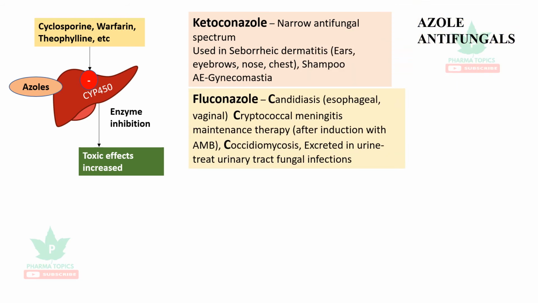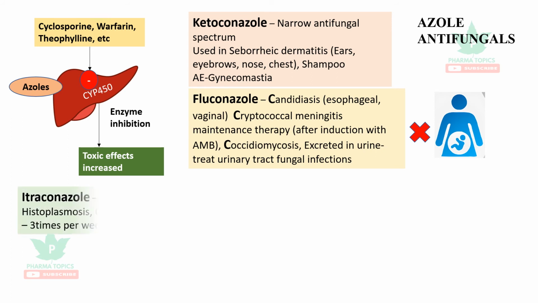The widely used azole antifungal is fluconazole. It has multiple uses. You just remember the uses as triple C. One is candidiasis. It is useful in esophageal and vaginal candidiasis. Cryptococcal meningitis, for maintenance therapy only. For induction, amphotericin B with flucytosine is the drug of choice. Coccidioides. Since the drug is excreted in urine, it is used in treatment of urinary tract fungal infections also. Importantly, remember it should not be given to pregnant women.